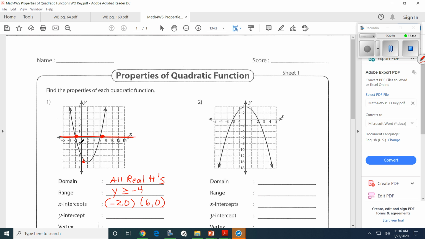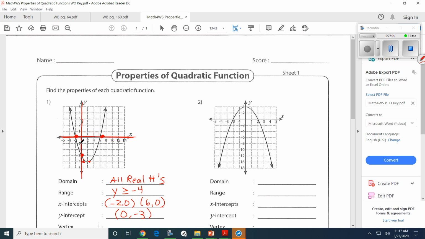The y-intercept says, where does it cross the y-axis? Well, it crosses the y-axis right here, which is 2. I'm trying to read what that says. Yeah, sorry. 0, -3. I misread my own writing up there. The next one asks, where is the vertex? Well, the vertex is right here, which is 2, -4.